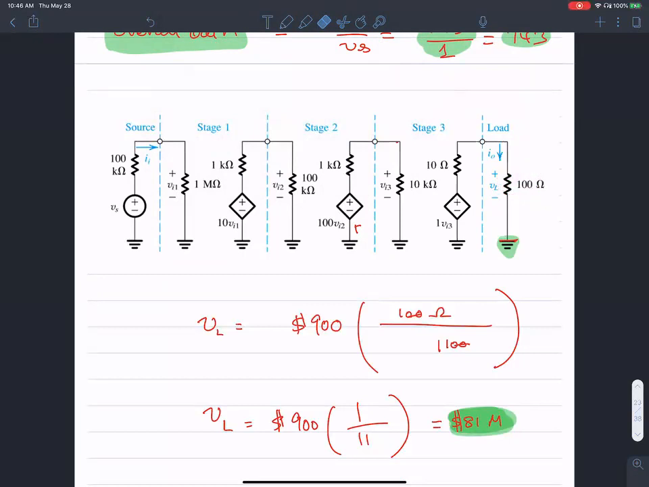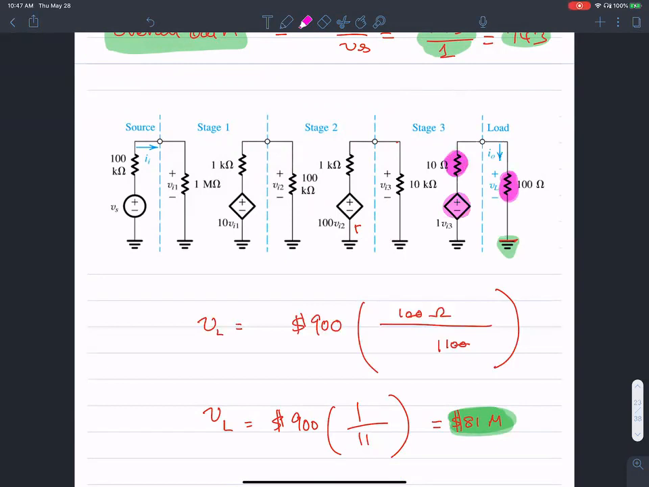So that's the idea of using a gain stage. That should also answer your question about why use multiple stages. You're not just trying to get gain out of a stage. You also have to make sure that the impedances are properly matched between the output stage and the load resistance.